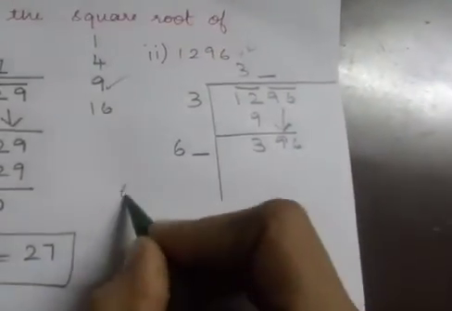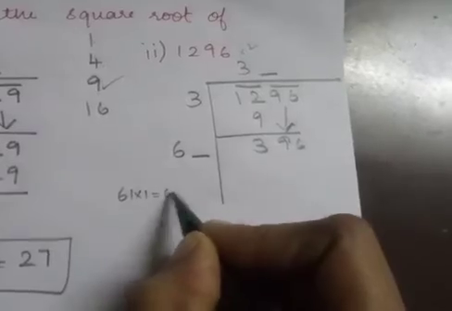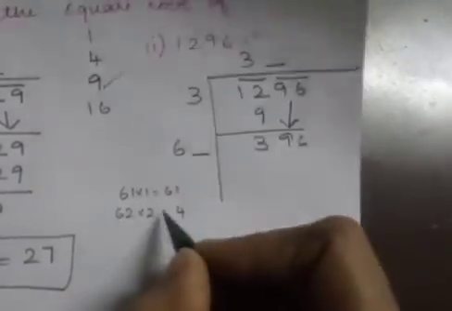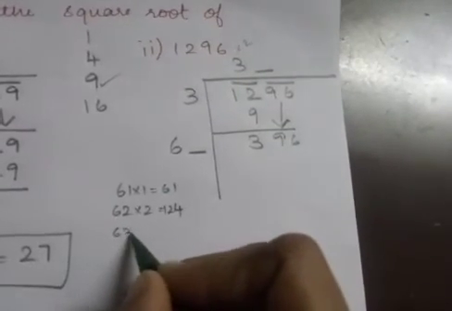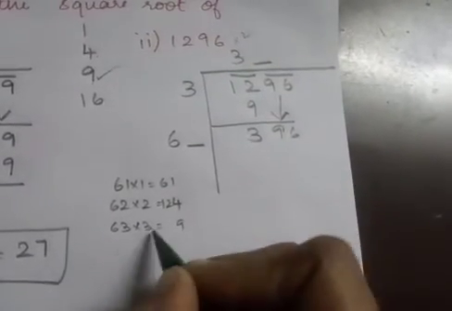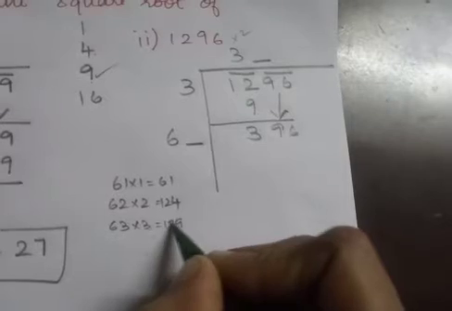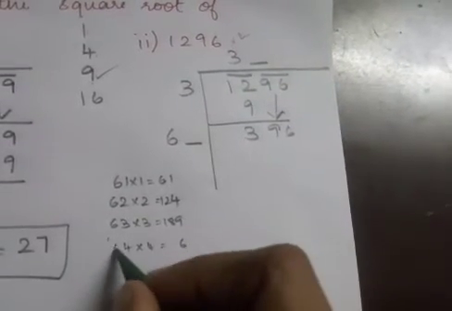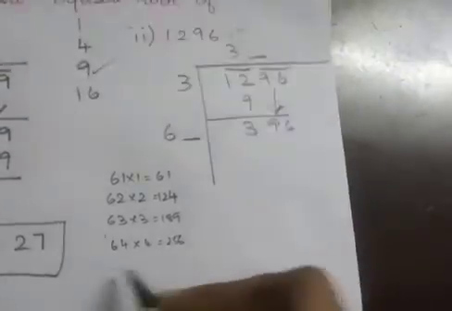Right? Now 61 into 1, 61. 62 into 2: 2 twos are 4, 6 twos are 12. 63 into 3: 3 threes are 9, 6 threes are 18. 64 into 4: 4 fours are 16, 6 fours are 24, 25.